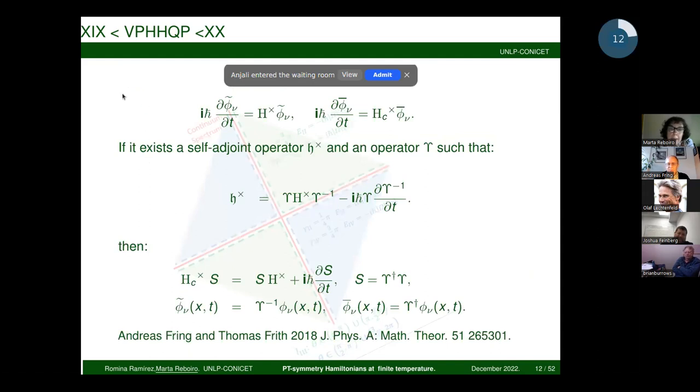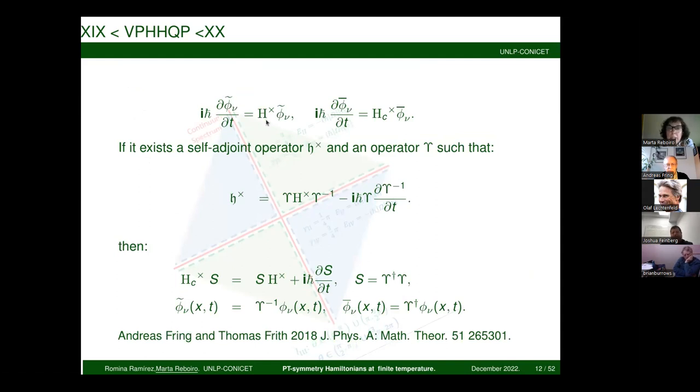Well, let us briefly review the time evolution. We shall call phi ascent the eigenfunctions of the Hamiltonian H. When I write H times, I mean that this may belong to the rigged Hilbert space when necessary. And phi overline the eigenfunction of the adjoint operator of H.